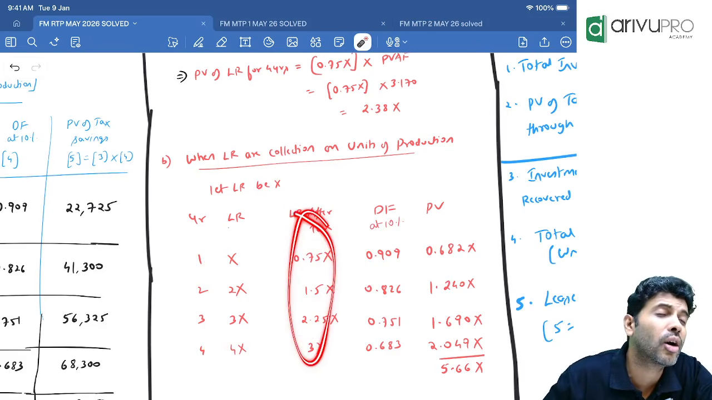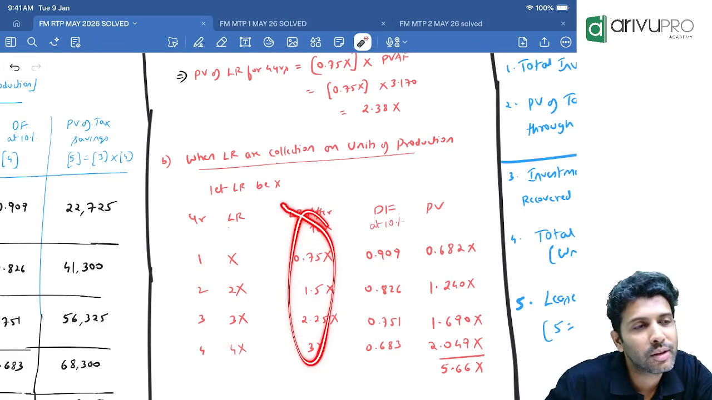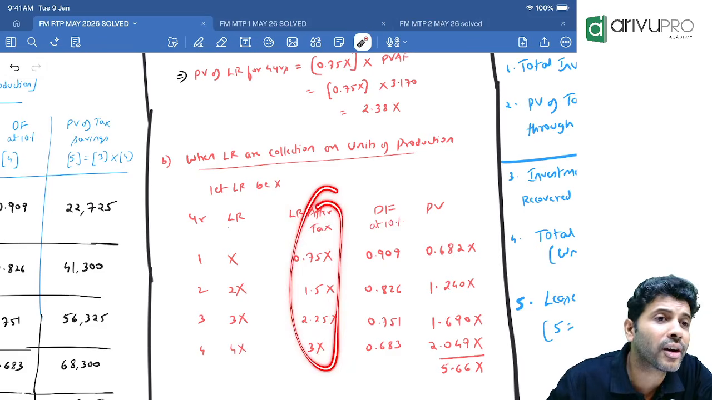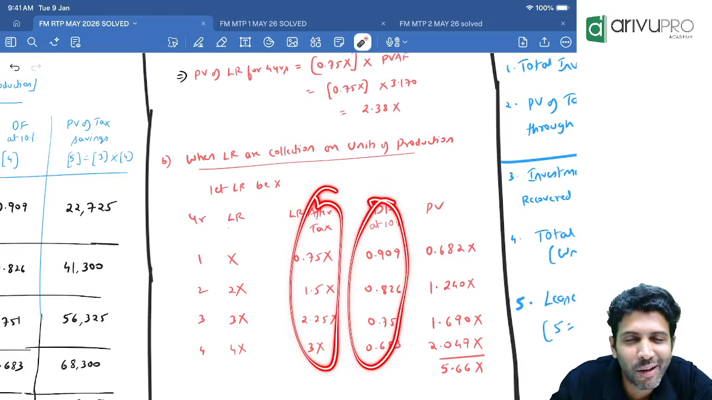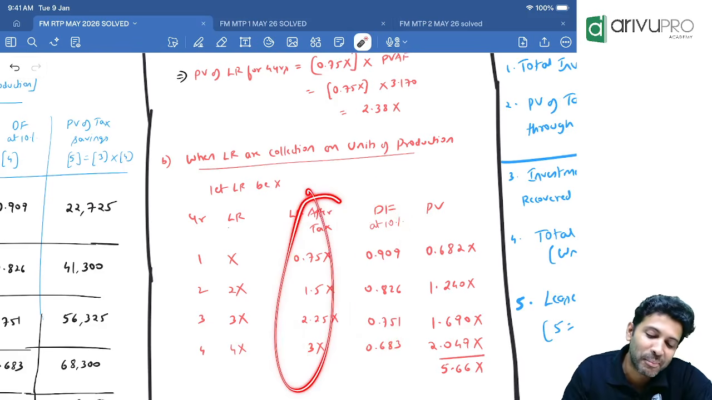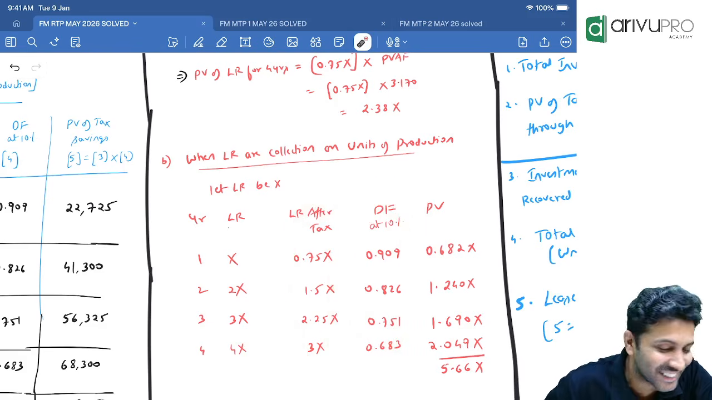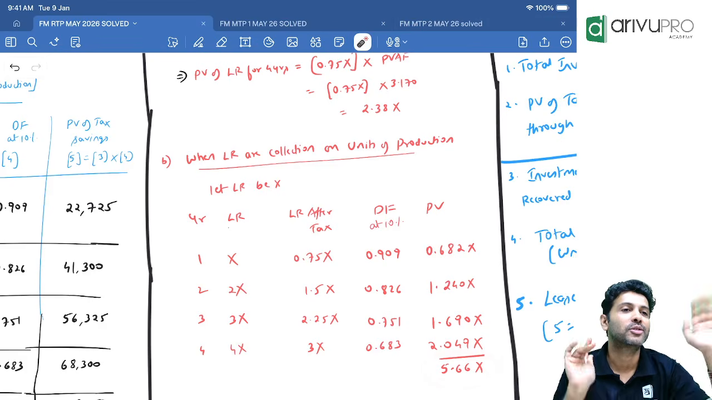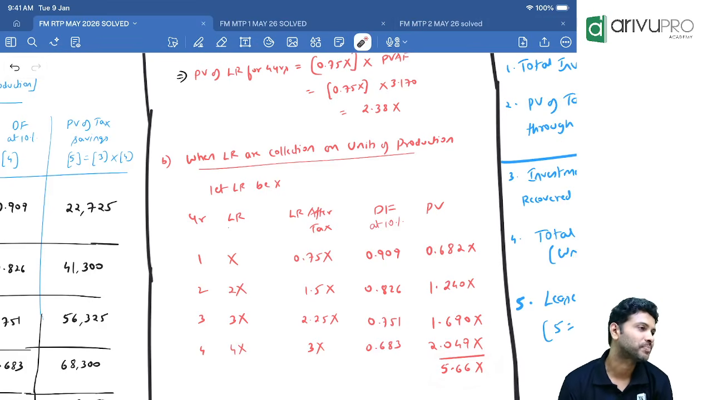So, that means all these are what? Future value. How do we get them in present value? Discount factor. These numbers are same every year or different? PVAF or PVIF? PVIF. So, take the number and multiply discount factor for each year. You will get the present value. And add all that, you will get how much? 5.66x.